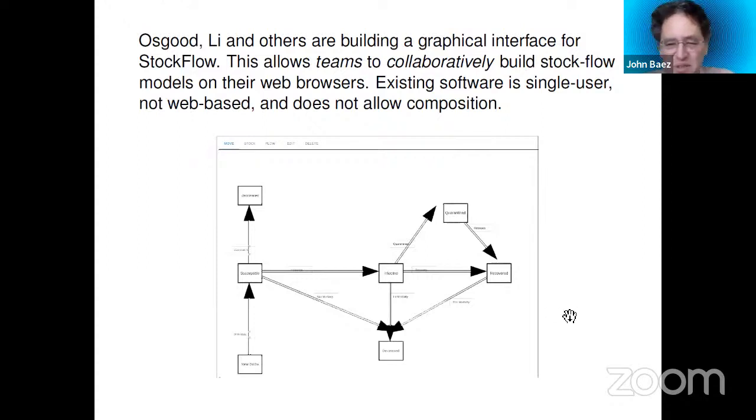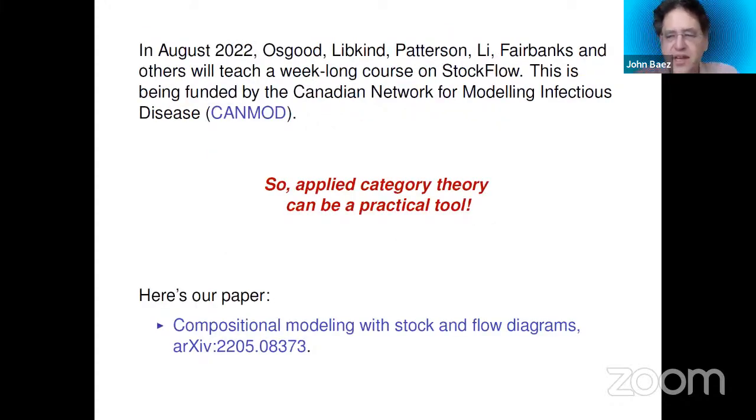And I hope to give some future talks where I could actually build you a stock flow diagram in real time. I didn't dare attempt to do that today. And the key point is that because it's compositional, it allows teams to collaboratively build stock flow models. And it's based on a web browser, so different people in different cities can build different stock flow diagrams, and then people can stick them together. And as I said, AnyLogic and other existing software is single user, and it doesn't allow for composition. So this is really exciting to me.